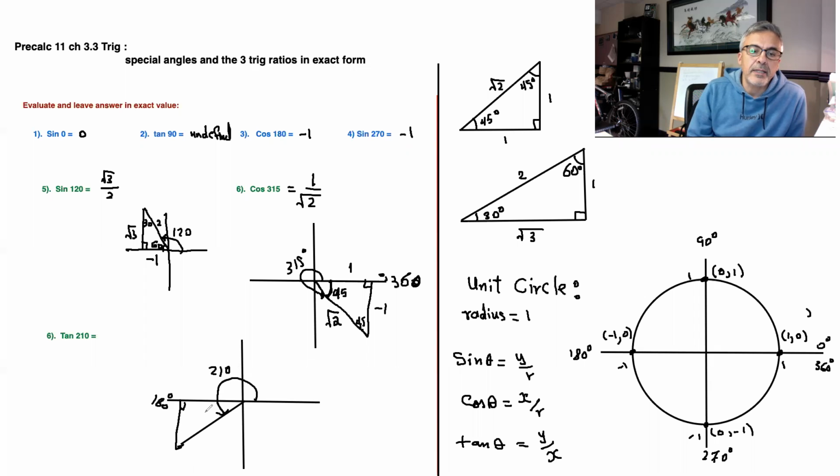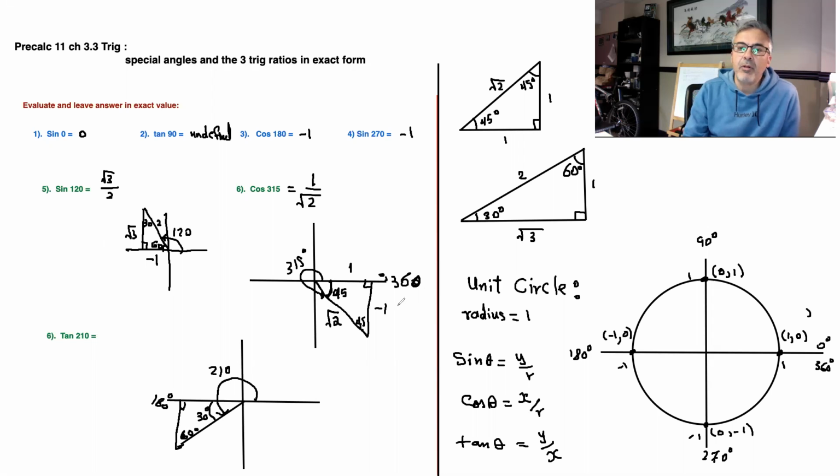This is 90. And you need to find the reference angle. If this is 210 and all the way to here is 180, you just go 210 minus 180. It gives you 30 degrees. So if that's 30 degrees, then this must be 60 degrees.